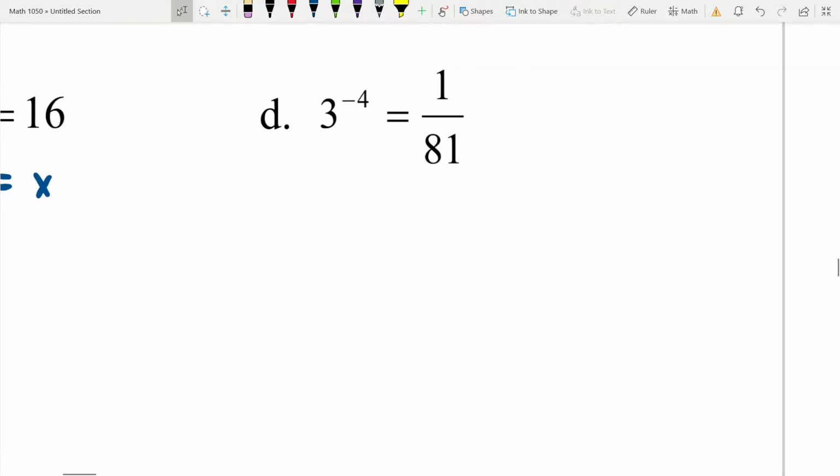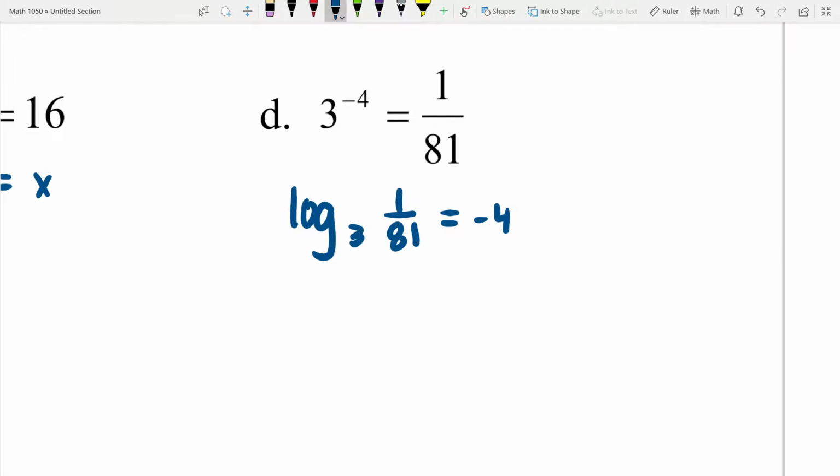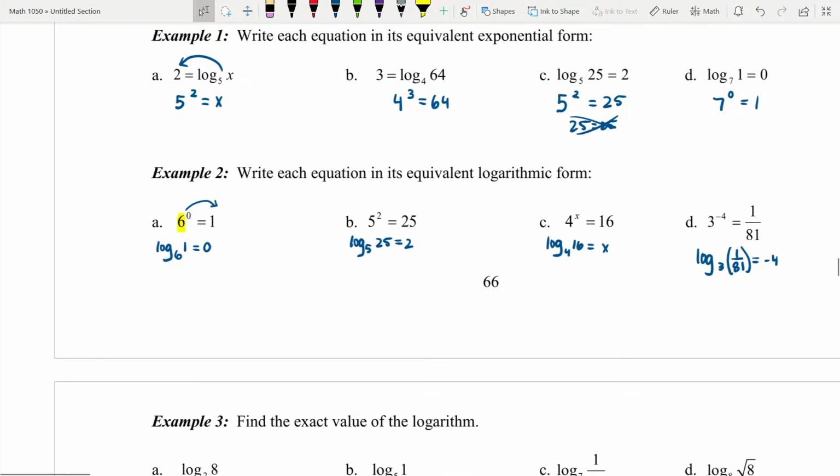Good. Next one. Log base, tell me, 3, of, other side, 1 over 81, equals negative 4. Okay, now look at that. There's nothing wrong with it. I don't love it, though, because what you're taking the log of is a fraction, and it's a little complex. So if it's anything other than just a 2 or an x or something, I always just throw parentheses around it, because I think it's more clear that both the 1 and the 81 is what I'm taking the log of. Okay? All right, that was question D.